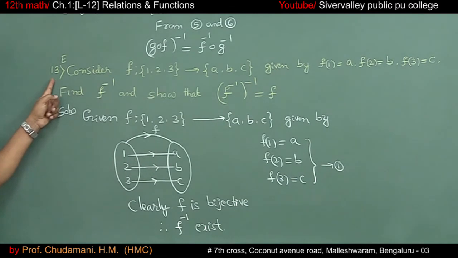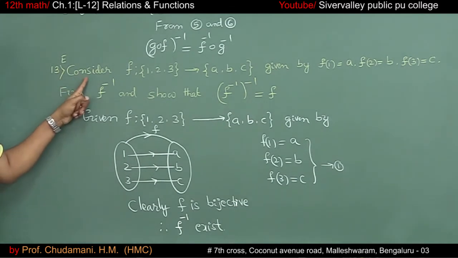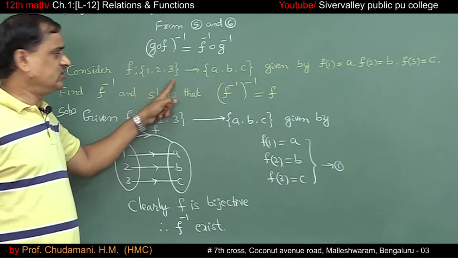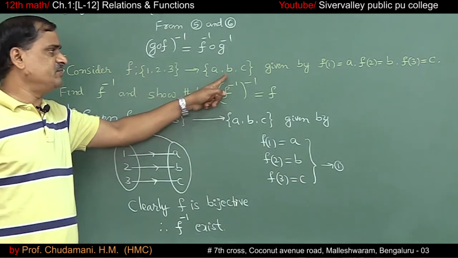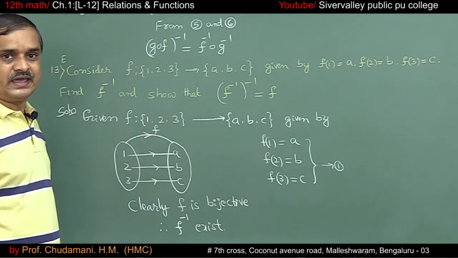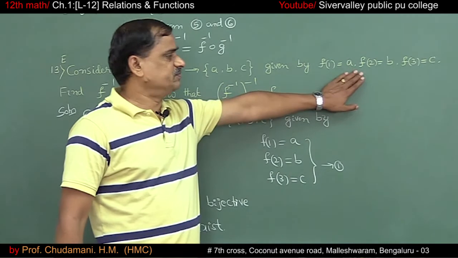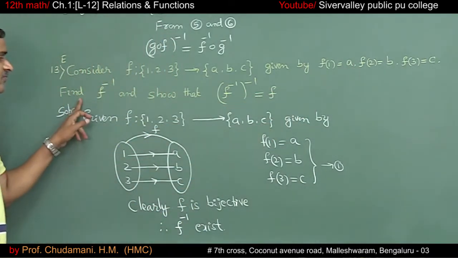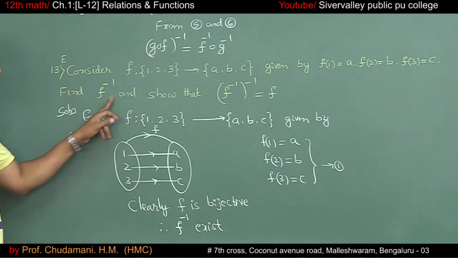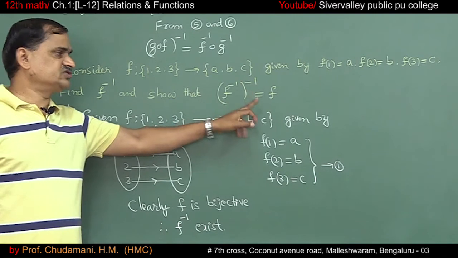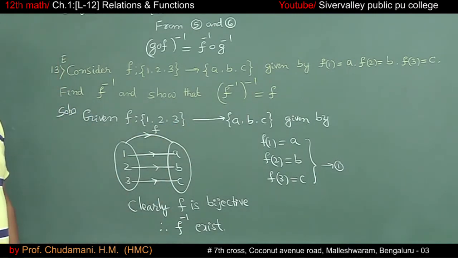Next, 13th one, an exercise problem. Consider a function f from the set {1, 2, 3} to the set {A, B, C} given by f of 1 equals A, f of 2 equals B, f of 3 is equal to C. Find f inverse and show that f inverse the whole inverse is equal to f.